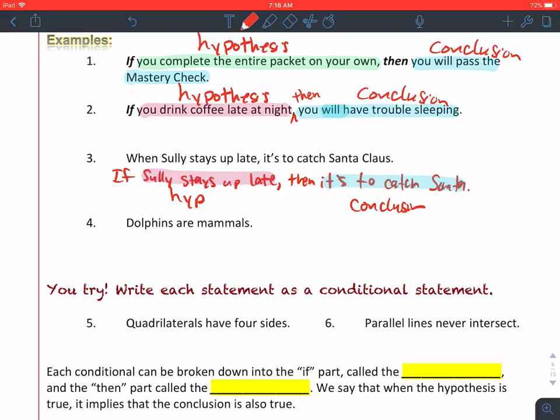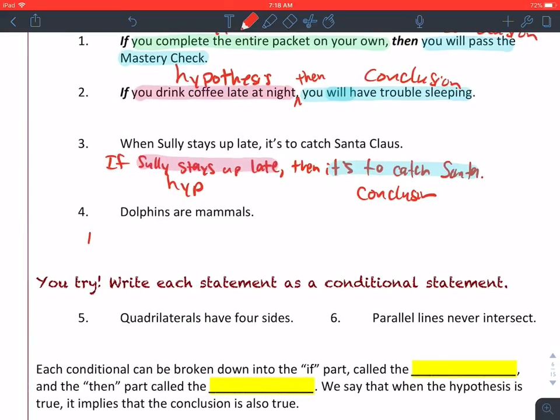Number 4, dolphins are mammals. Let's write it in if-then form. If an animal is a dolphin.